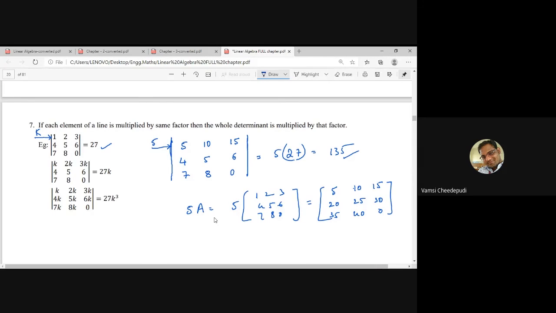Then it is 27 times k. If I do 5 into R1 and R2 also, then 27 into k square. If I multiply the first row by k, second row by k, third row by k, that is every number multiplied, then the determinant will be 27 into k into k into k, that is 27k cube. So the determinant of this matrix will be 27 into 5 into 5 into 5, three times, because you multiplied three rows, every element.